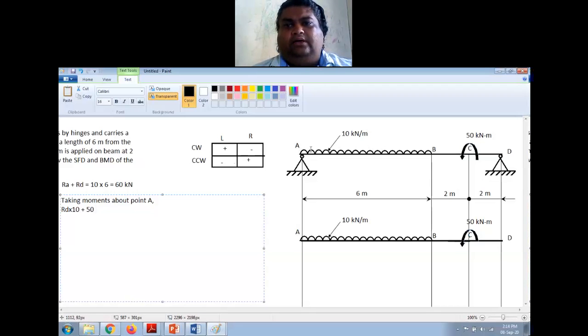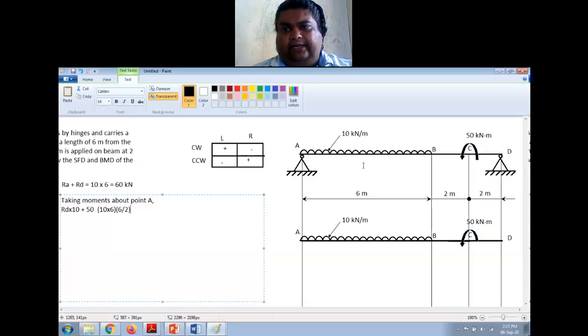Then I have the UDL between A and B. So the total magnitude of this UDL will be 10 into 6. I'll put this in a bracket. This is my W. And I assume that this UDL, which is spread across A to B, is acting as a point load at the center of gravity, that is the mid of A and B. Now this is 6 meter, the mid of A and B will be 3 meter. So I'll write it as 6 by 2.